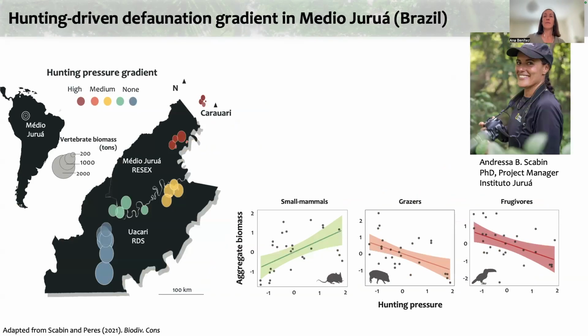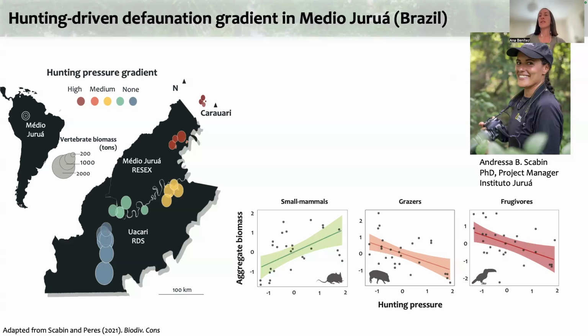So here, this is something that a good collaborator of mine has been looking into in the Médio Juruá region, where we work in the Brazilian Amazon. The first thing she did was to quantify how much biomass in mammals is left across 30 sites with different hunting pressure. And there what she saw is that indeed you have a loss of grazers and frugivores across the whole hunting pressure gradient, with the small mammals becoming more overabundant. This is something that we have seen in the talk already.